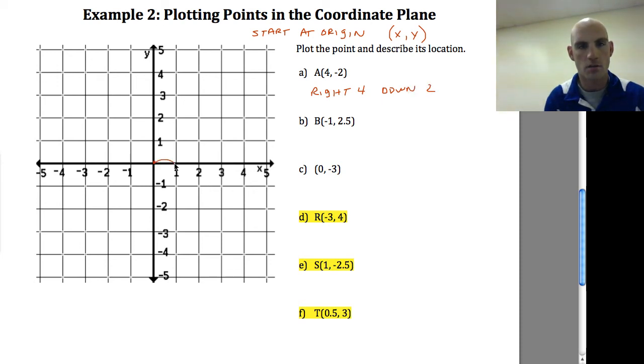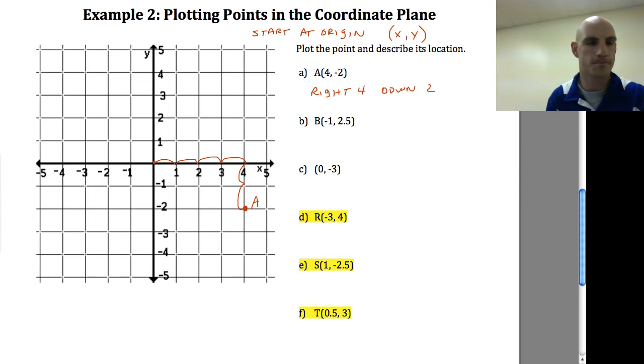So we start at the origin. We go right 1, 2, 3, 4, and down 1, 2. Here's my A. Notice, I don't have a point here, even though I put a little dot there. This is point A because this is over 4, down 2. X coordinate of 4, y coordinate of negative 2. Notice, in the y-axis, it lines up with negative 2, and in the x-axis, it lines up with 4.